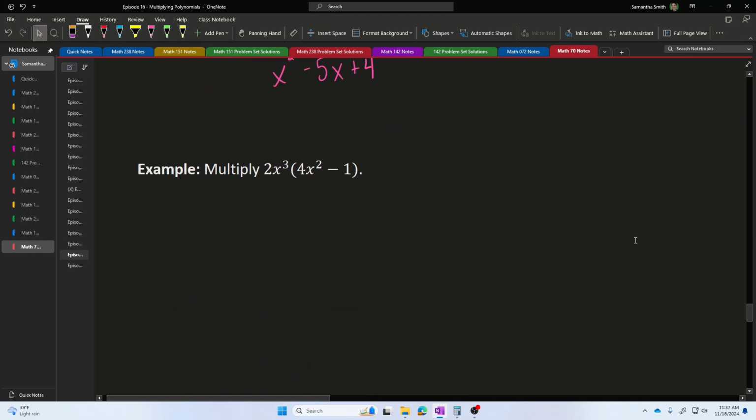Let's do another example. Someone says 2x cubed, the quantity 4x squared minus 1. So in this case, I have one term in the first polynomial, and I want to multiply that by each of the two terms in the second polynomial.